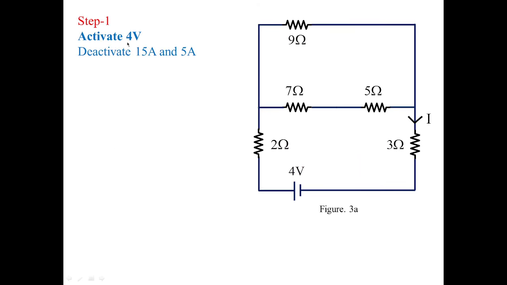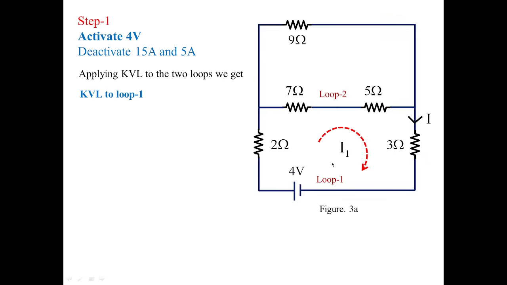So first I am making active 4 volts. So 4 volts is active and current sources are inactive. So 15 amperes and 5 amperes are deactivated and they are removed. When they are removed, you are going to see these 2 loops are formed like this. Now with these 2 loops, you can see I can apply KVL to these 2 loops to get the result. So I am applying KVL to loop 1 for this particular loop in this direction. So it will start with -4, and loop 2 direction also is taken clockwise.